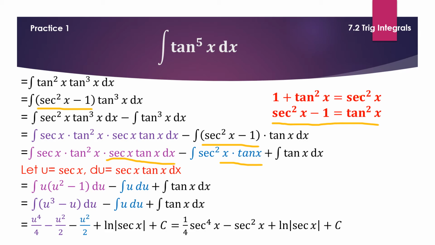We'll see this integral tangent x dx. We can just remember it as natural log absolute secant x. Then we should remember to put back our secant x and substitute u. So finally, we have our answer: 1 over 4 secant x to the 4th minus secant x squared plus natural log absolute secant x plus c.